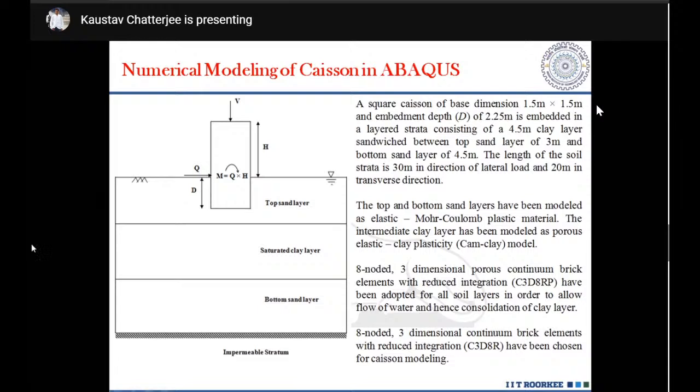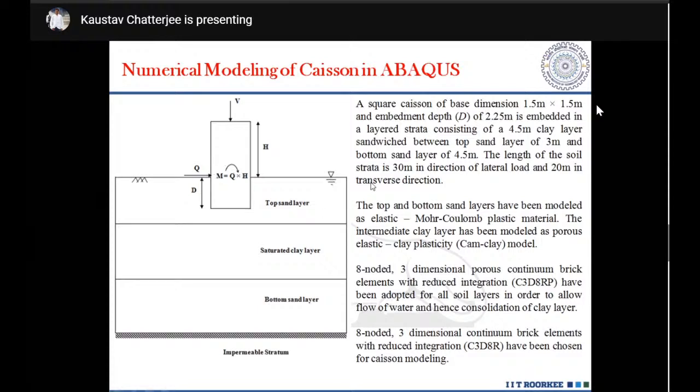Okay, so this is the model that I have considered. This represents the caisson. A is the exposed height. D represents the embedded depth. V is the vertical load. Q is the lateral load. A moment is generated at this depth, which is called the cover depth or the cover level. Moment is generated at the cover level.